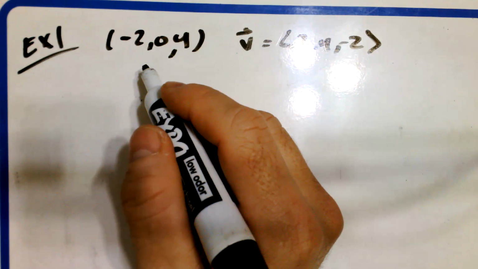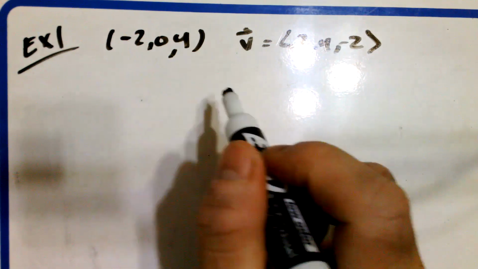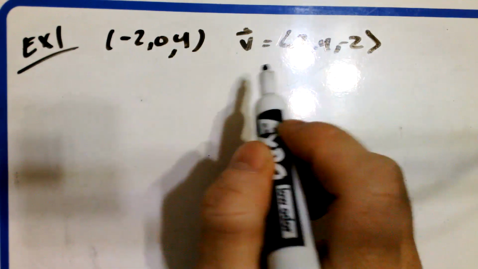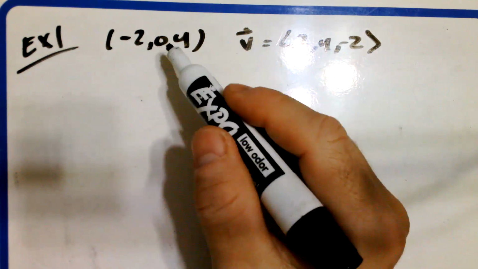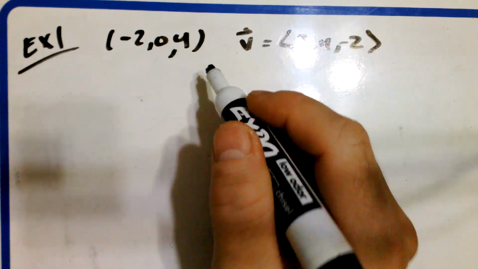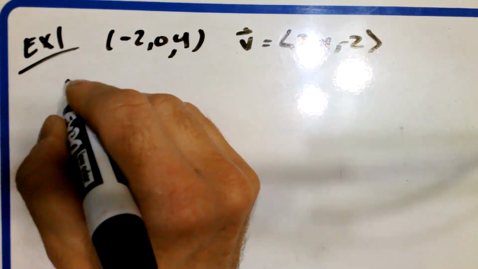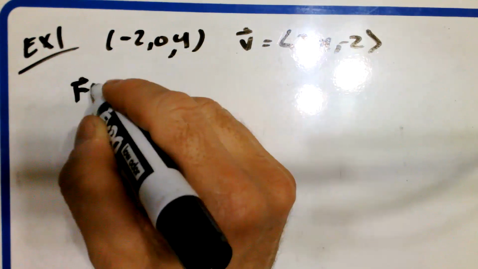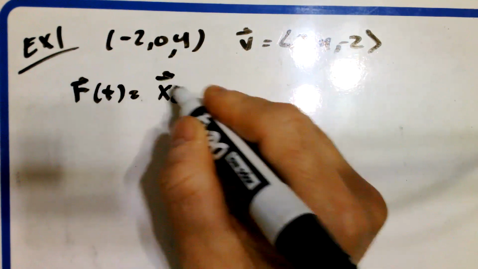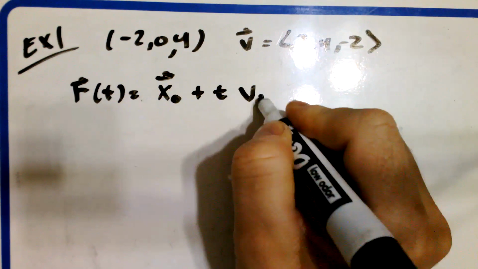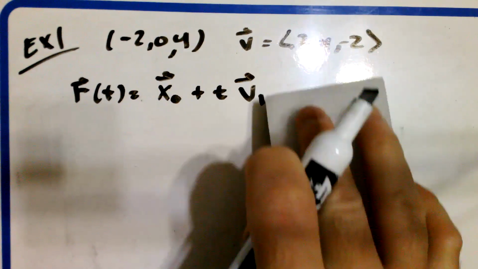All right. In this example, we are looking for the line that is parallel to v that goes through the point (-2, 0, 4). And so from equation 1 in the notes, we know that r(t) is going to be given by x naught, the vector, plus t times v.